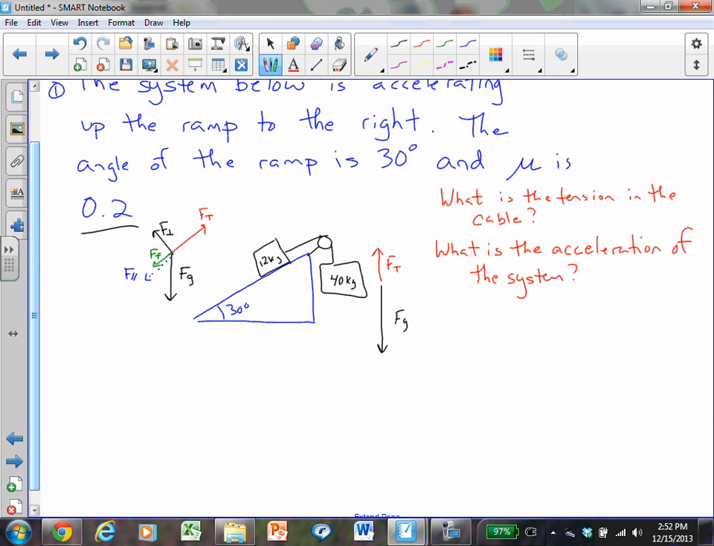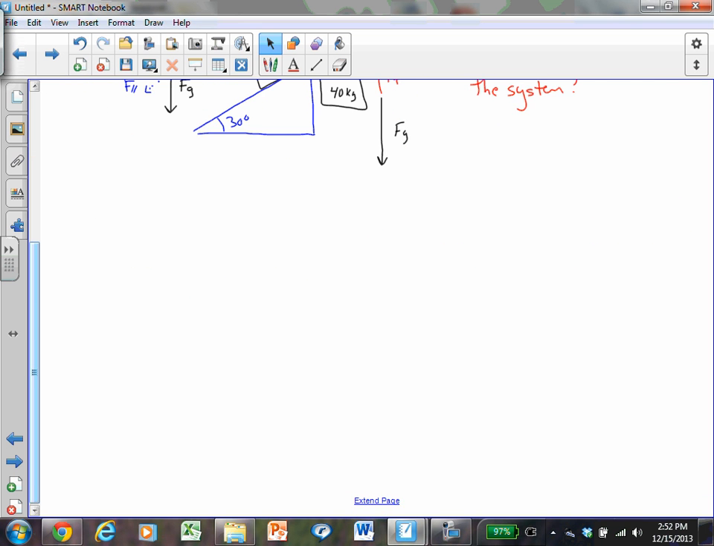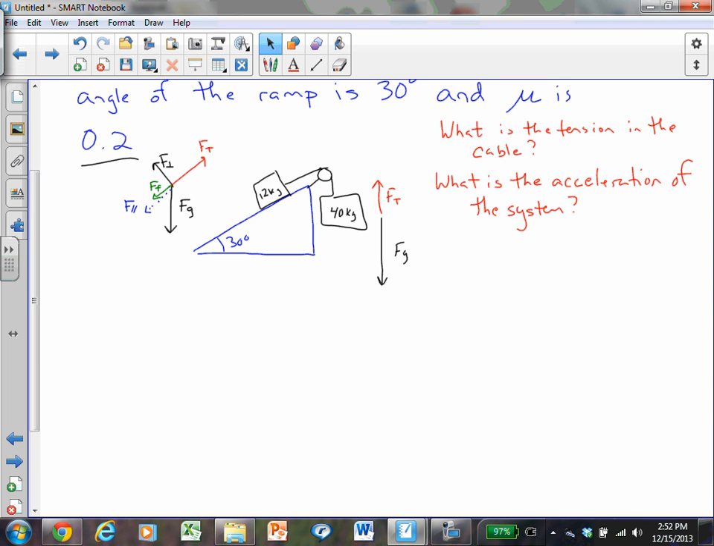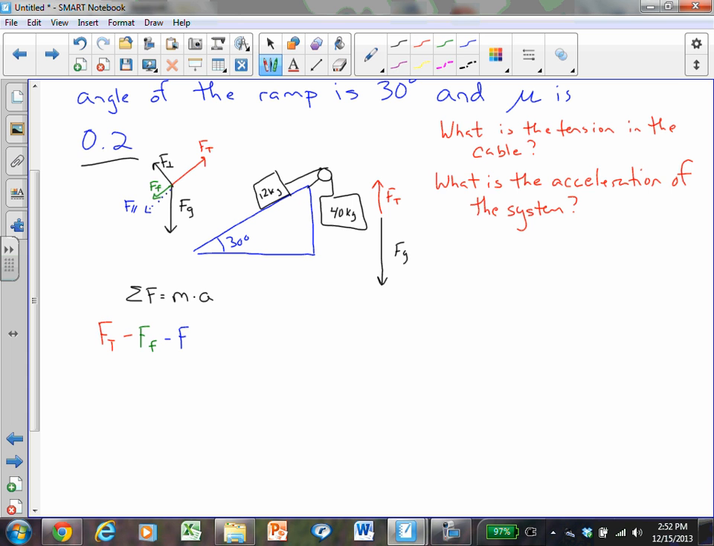So just like last unit, we do the same thing here, except the sum of the forces is not equal to 0, it's equal to mass times acceleration. So for the one on the ramp, we have our sum of the forces is mass times acceleration. And our winner, the bigger, minus the two losers, Ff and F parallel, equals mass times acceleration. So that's just for the ramp one.